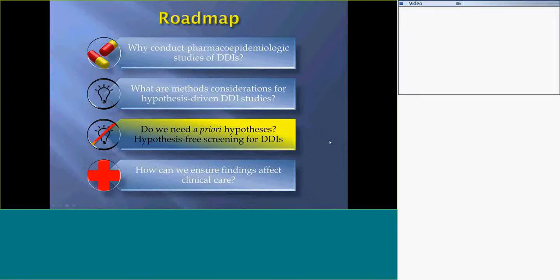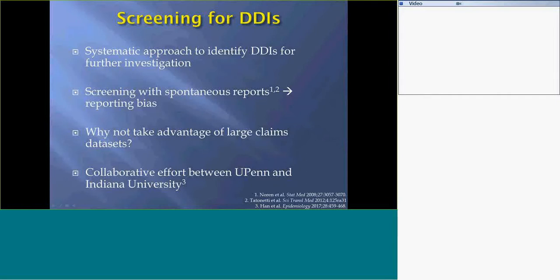So everything I've talked about up until now has really been based on having an a priori hypothesis, a putative mechanism for why a drug-drug interaction might occur. But do we need a priori hypotheses at all? You know, could we develop a hypothesis-free screening approach for DDIs? And the answer is yes. So I'll argue we need a systematic approach to identify DDIs for further investigation.